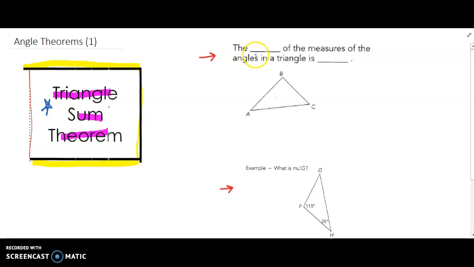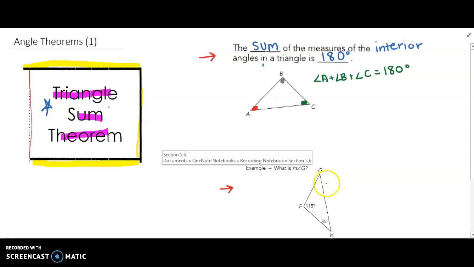The triangle sum theorem tells us that the sum of the measures of the interior angles in a triangle equals 180. Okay, so if we add up all the angles of a triangle, so here's angle B, here's angle A, and here's angle C, so I could say angle A plus angle B plus angle C has to equal 180 degrees, okay? Every single triangle, if you add up the three interior angles, it's going to equal 180 degrees.